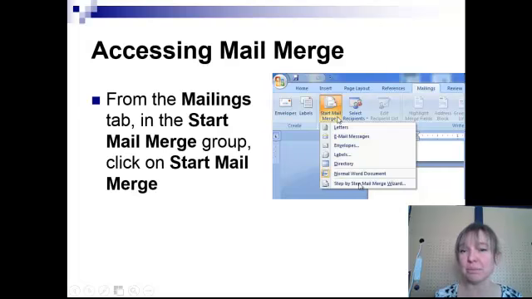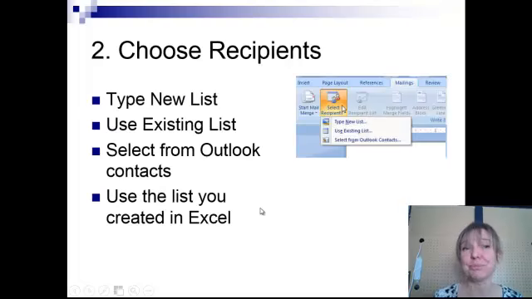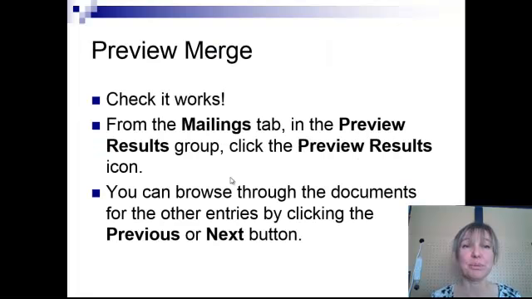So click on the step-by-step mail merge wizard, choose your document type, which will be a letter, and then it gives you an option of choosing your recipients. You're going to use the existing list. Select your Outlook contacts and use the list you created. Then you're going to put the fields in where you want them to appear, and you can do it using the wizard, or you can just finish the wizard and insert them on your own. So I'm going to go through this with you, and then we're going to preview it and see that it works.